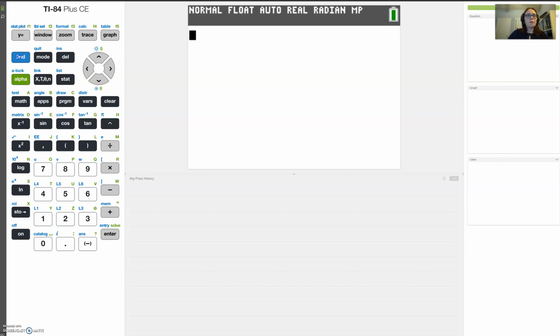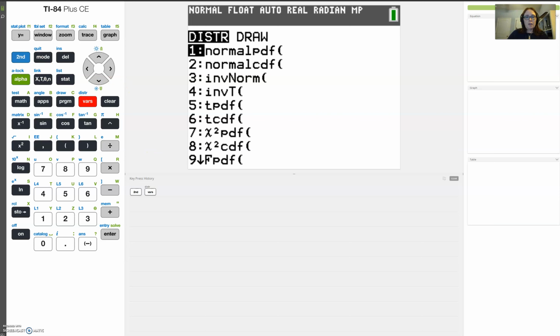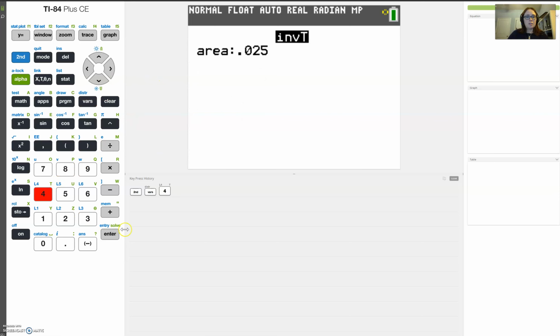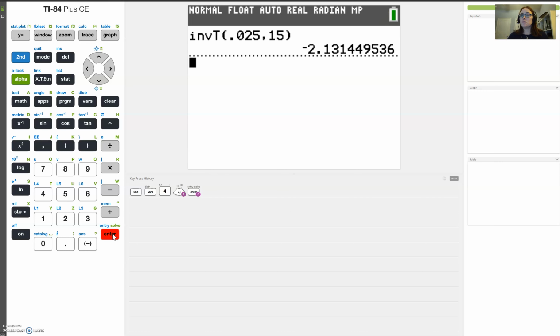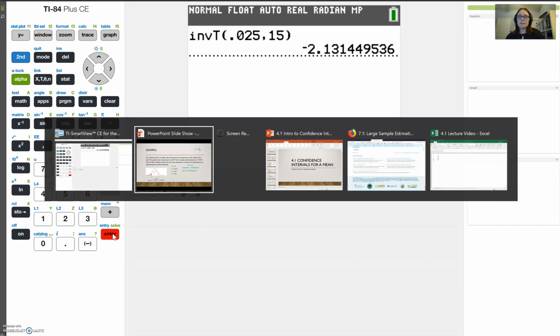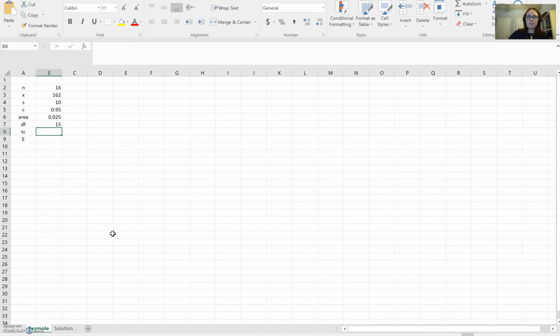Okay, so in my calculator, I'm going to go second distribution, and I want number 4, the inverse t. I plug in my area and the degrees of freedom and paste. And oh, it's thinking. And there we go, negative 2.131. In Excel, I'm going to come in here, equals T.INV, grab it off this list here. The probability is the area we calculated and the degrees of freedom. Make it the same thing, negative 2.131.